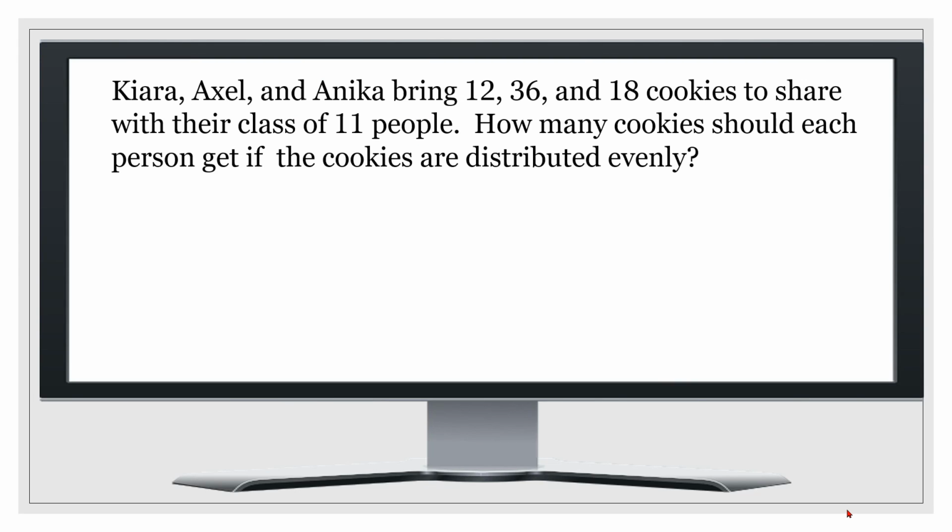Let's assume that Kiera, Axel, and Anika bring 12, 36, and 18 cookies to share with their class of 11 people. How many cookies should each person get if the cookies are distributed evenly? So what I want you to do is take 30 seconds to a minute, pause the video, and see if you can work this problem and figure out how to distribute the cookies evenly.